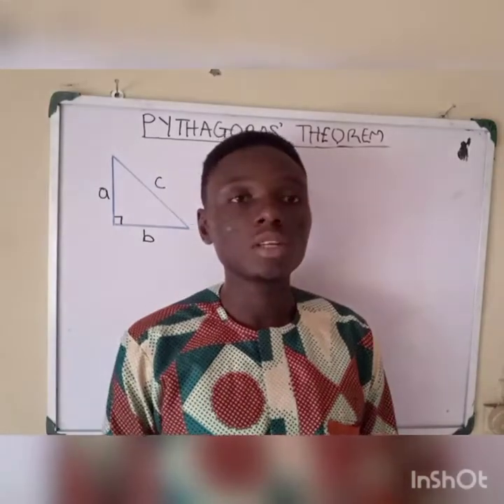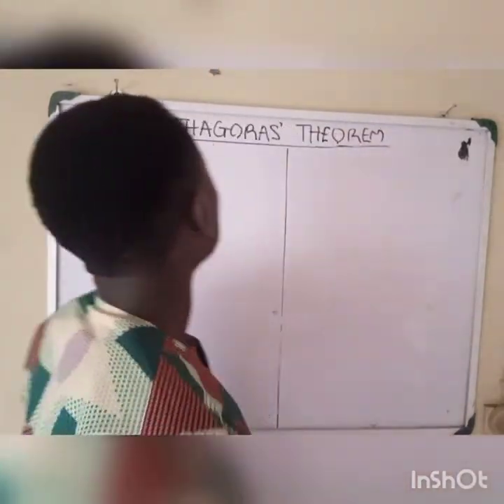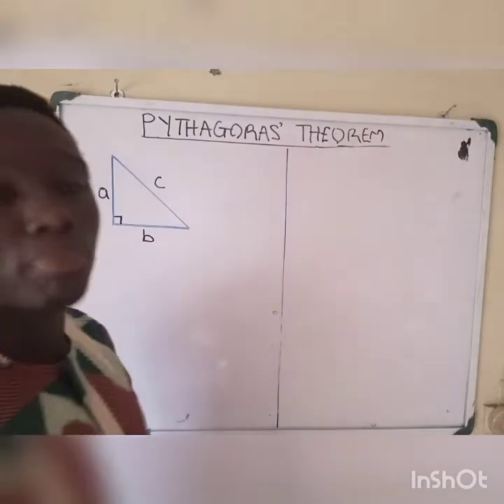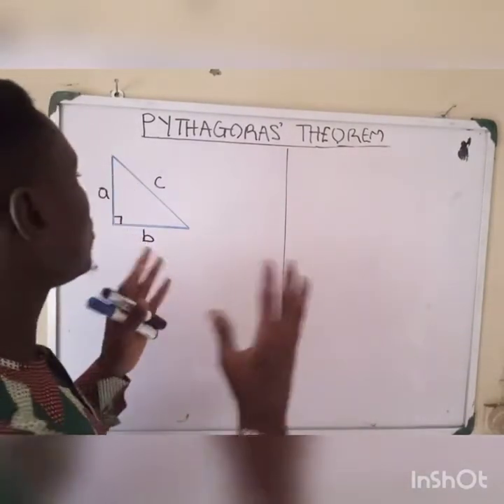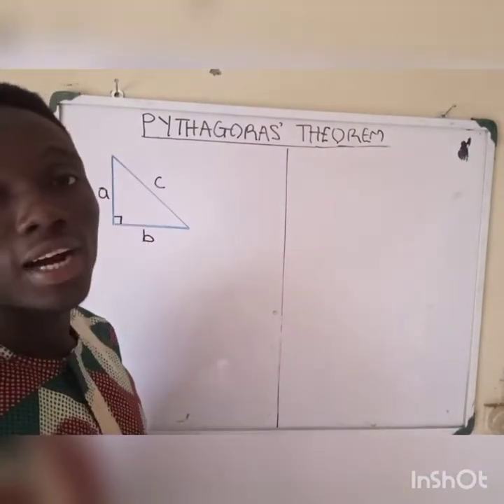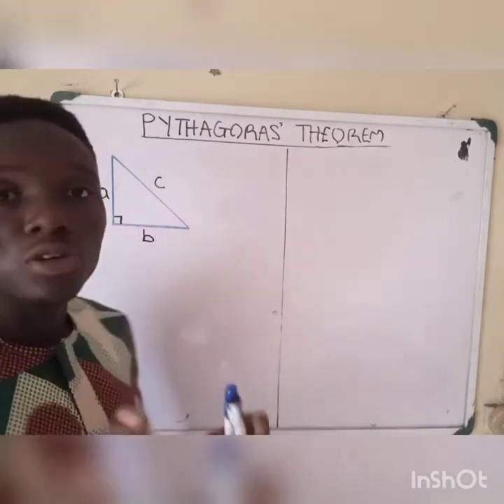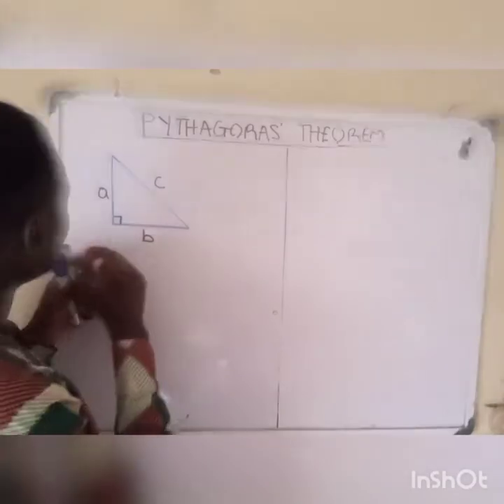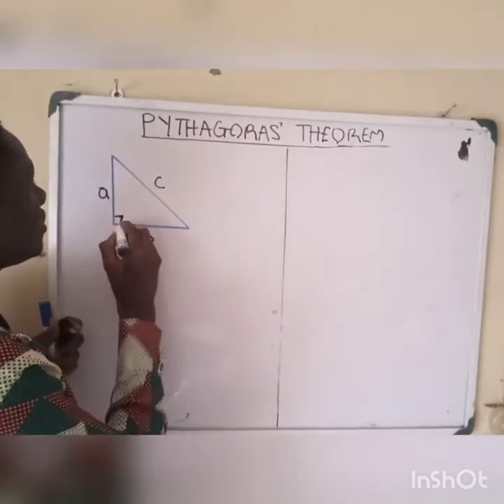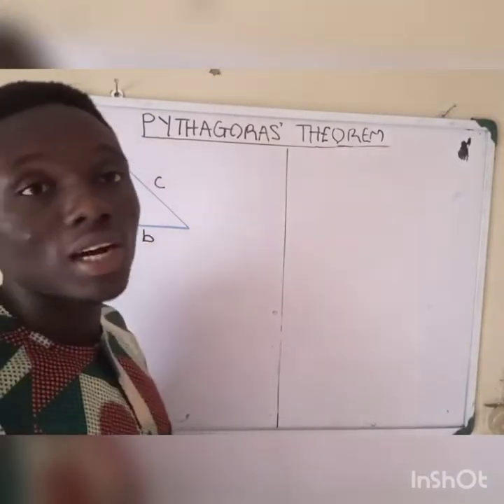Viewers, today we'll be looking at the topic which says Pythagoras theorem. The Pythagoras theorem works with the right angle triangle. So given a right angle triangle, how will you know a right angle triangle? This degree here, which is a 90 degree, is what determines a right angle triangle.